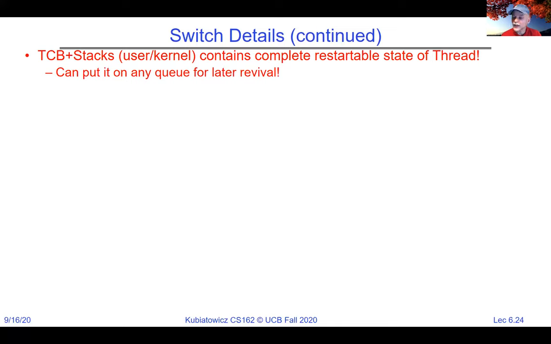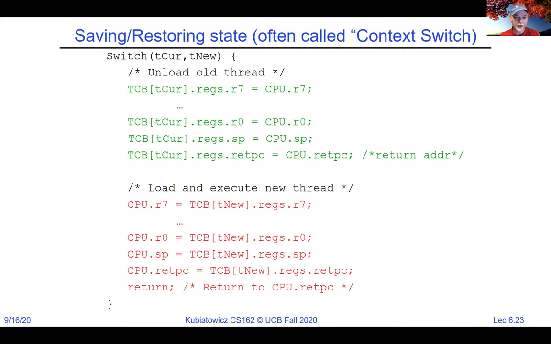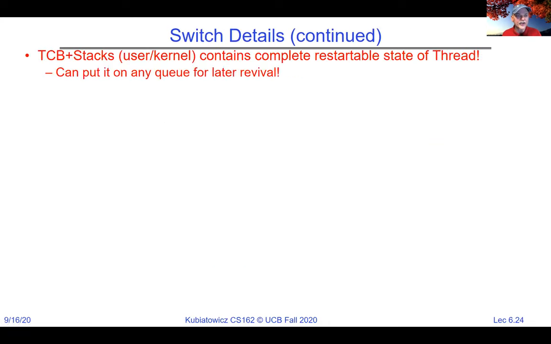Okay, so some details about that switch routine, by the way. What we've said essentially is the PC is saved in all of this. It's one of the registers that are saved. I'm not actually showing it here, but the PC is certainly saved. So what we just said is the TCB plus the stacks contain a complete restartable state of the thread, and you can put it anywhere for revival.